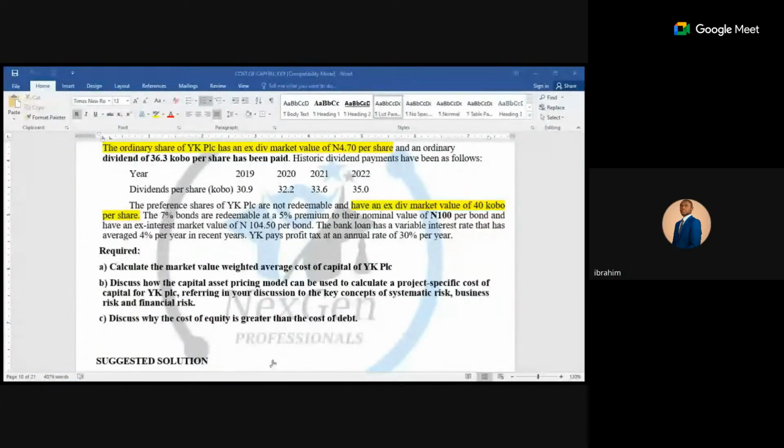Now, discuss why the cost of equity is greater than the cost of debt. We have equally explained this in our previous lectures, from the introduction to cost of capital 1 and 2. Class, who can give us why cost of equity is greater than cost of debt? If you know it, please unmute your mic.